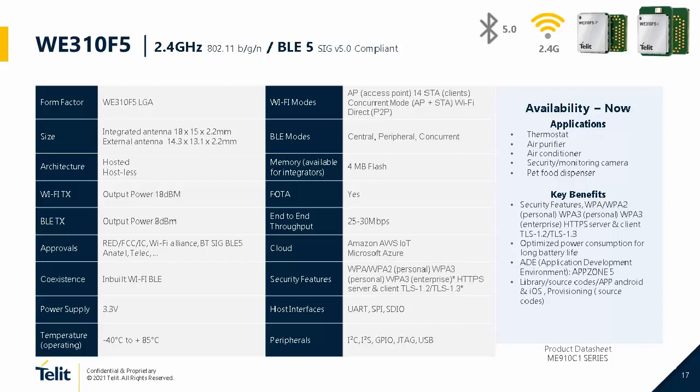Some of the key benefits here are that we support WPA3, as well as TLS 1.3 and of course TLS 1.2, and optimized power consumption for better battery life on battery operated devices. AppZone 5 is also supported, so you could build that application space right onto the device. Those are some of the feature sets of the two devices. The data sheets and information are on our website, so you can dig deeper if these products interest you.